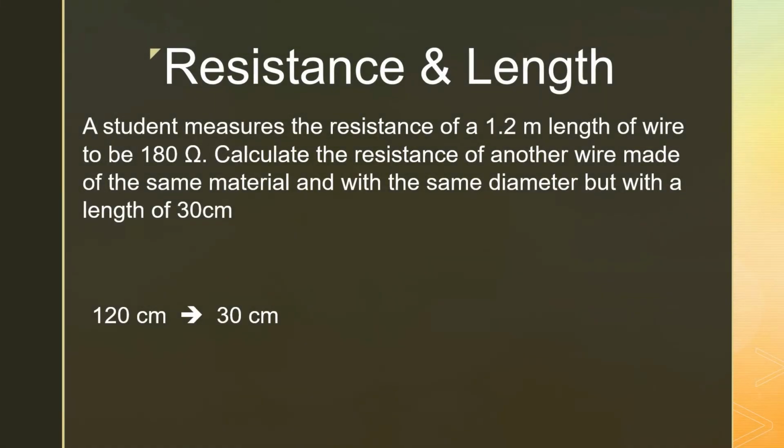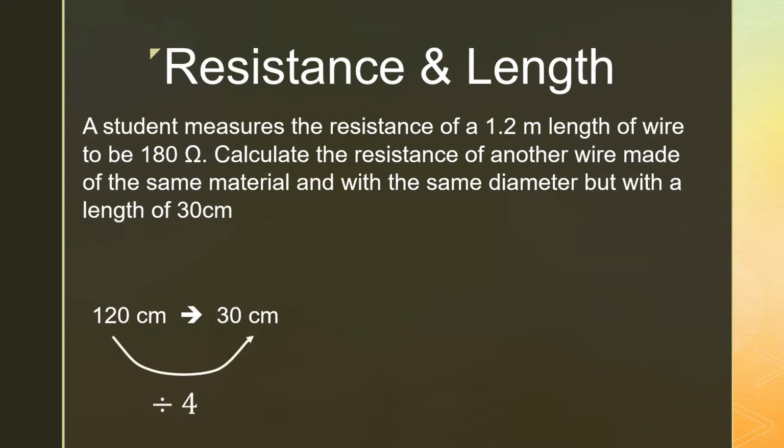So let's have a look at how we can use this proportional relationship to answer some questions. So I've got a question here. Please make sure you get it in your notes. A student measures the resistance of a 1.2 meter length of wire to be 180 ohms. Calculate the resistance of another wire made of the same material and with the same diameter, but with a length of 30 centimeters. So we are going from 120 centimeters to 30. So we're going to be reducing the length of our wire.